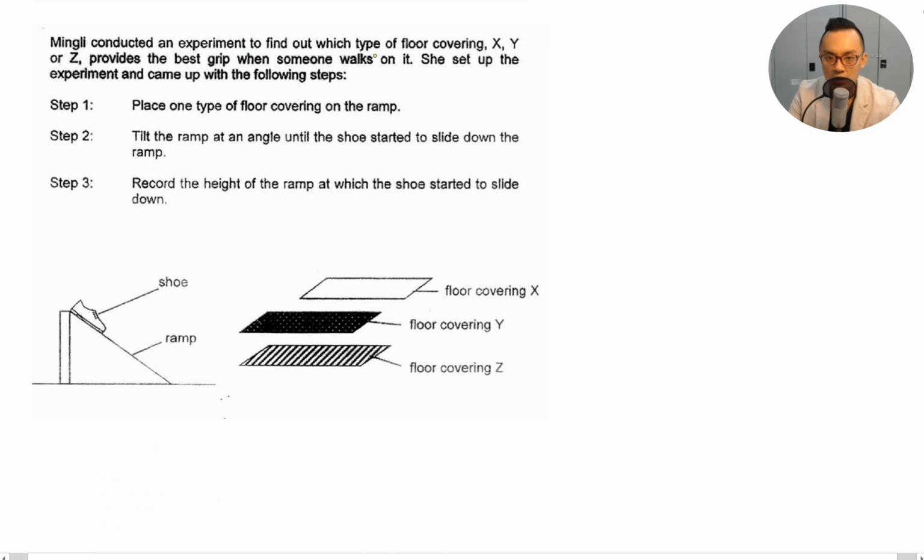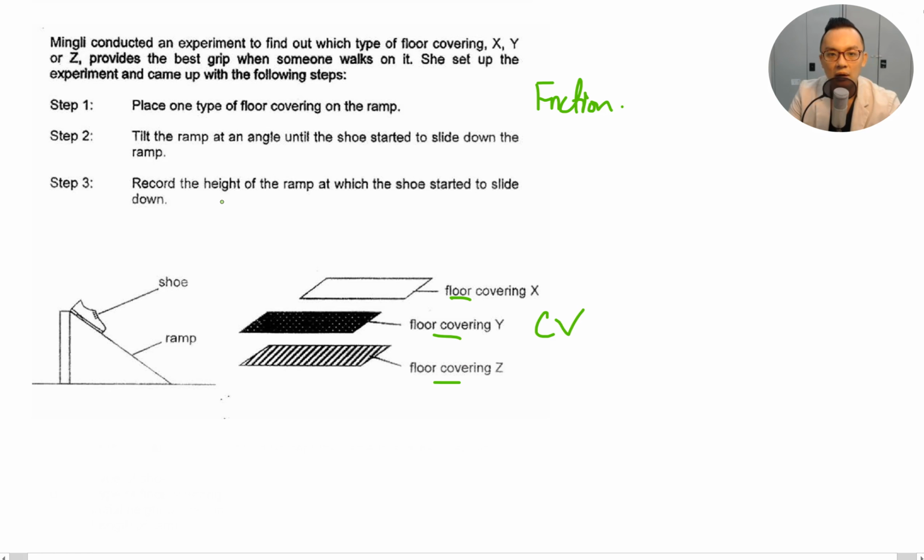So Ming conducted an experiment. Okay, again, read this question. All right, pause the video and read this question. So she wants to find some kind of friction. So again, you need to know this is some kind of friction experiment. So there are different kinds of floor. This is your changed variable.